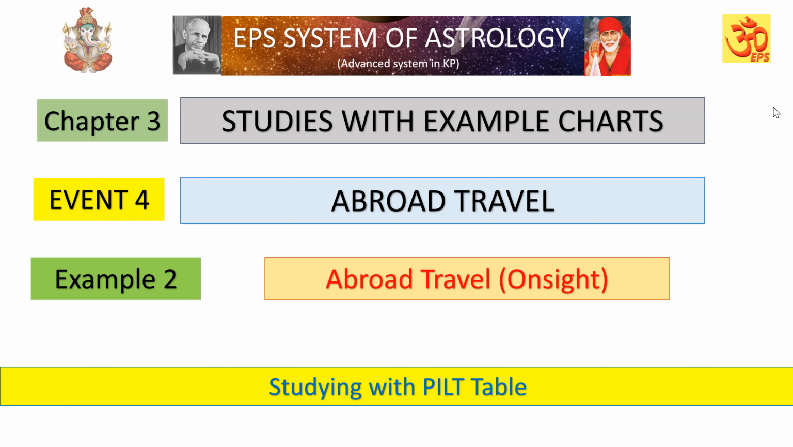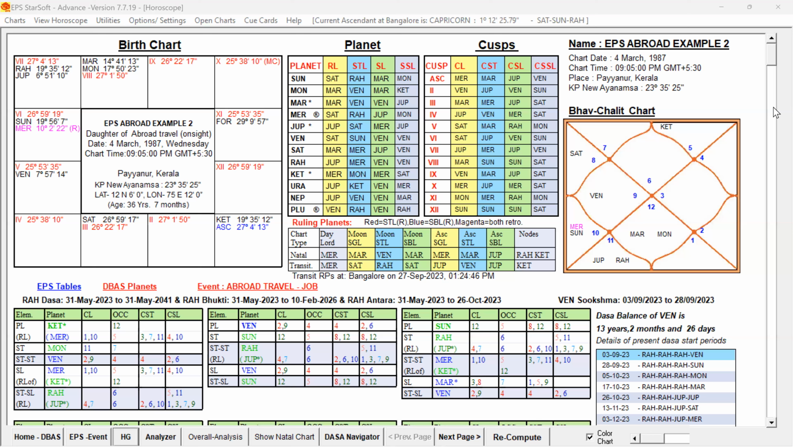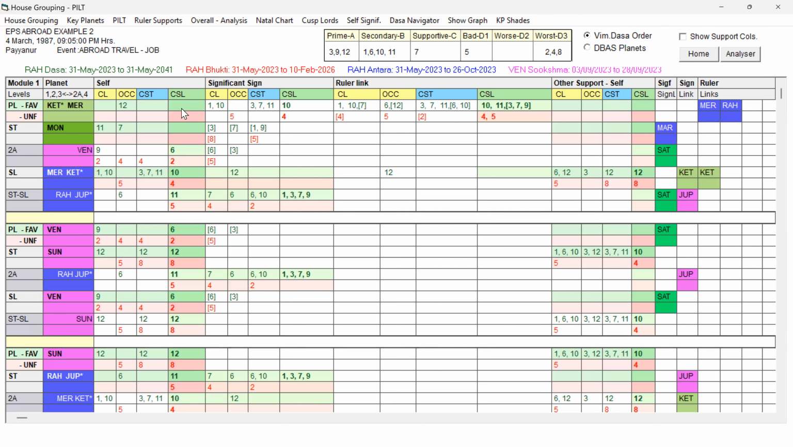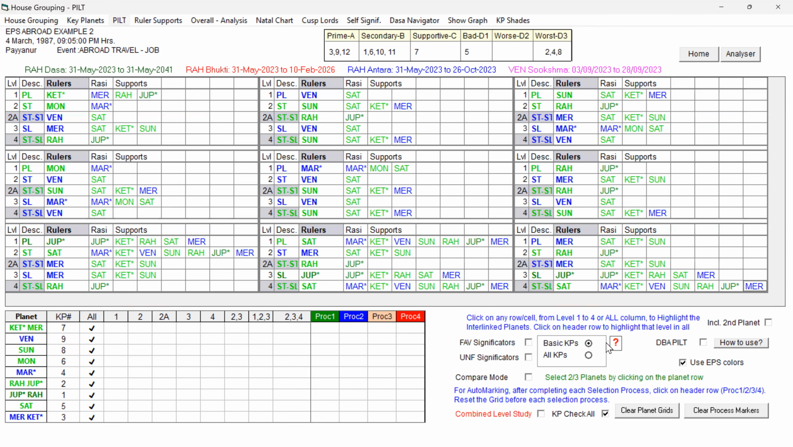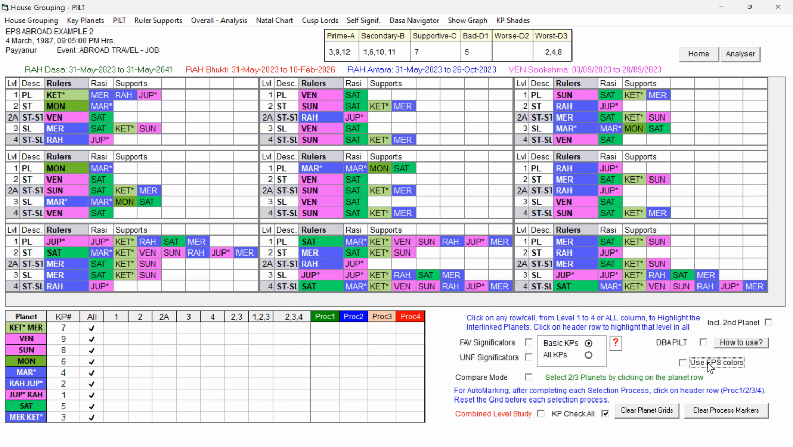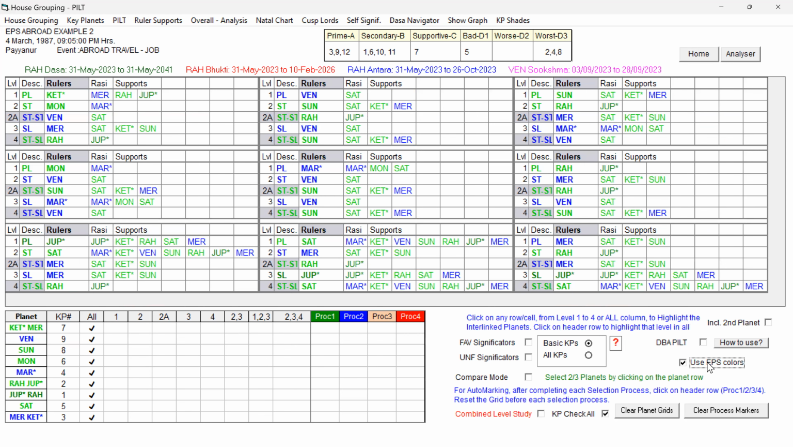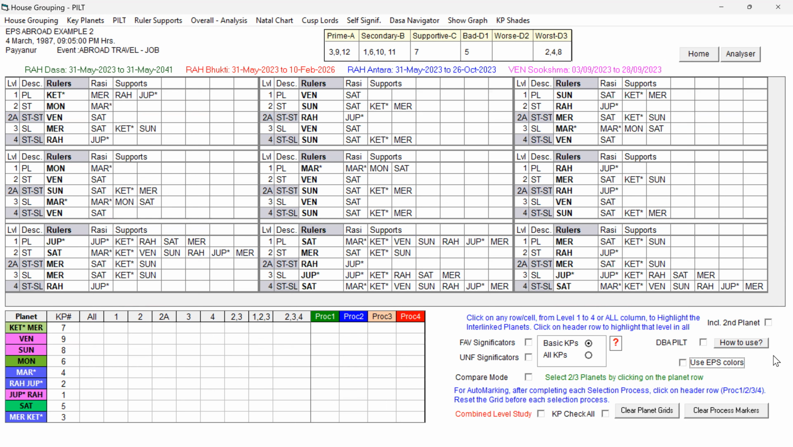Now let us examine the birth chart. This is the birth chart of that female native we are going to study. Let us go to the PILT page and examine the PILT table and the key planets, whose colors we have already given. Based on that, we can use the key planet shades that the software gives automatically, or the EPS colors we have already selected. I prefer using these EPS colors, and let us check all, KP check all.